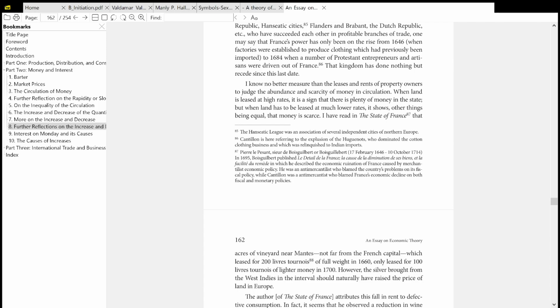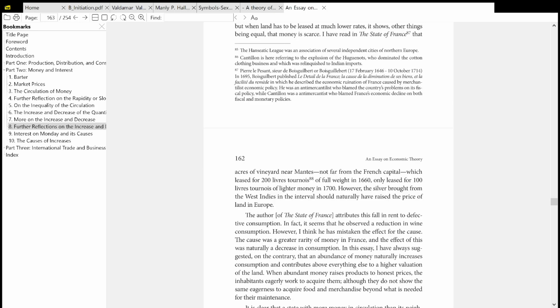However, the silver brought from the West Indies in the interval should naturally have raised the price of land in Europe. The author of the State of France attributes this fall in rent to defective consumption. In fact, it seems that he observed a reduction in wine consumption. However, I think he has mistaken the effect for the cause. The cause was a great rarity of money in France, and the effect of this was naturally a decrease in consumption. In this essay, I have always suggested, on the contrary, that the abundance of money naturally increases consumption and contributes, above everything else, to a higher valuation of the land.